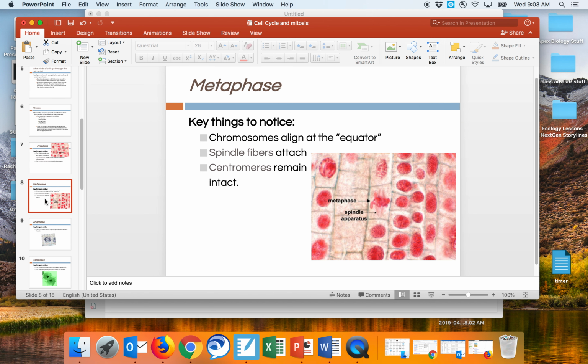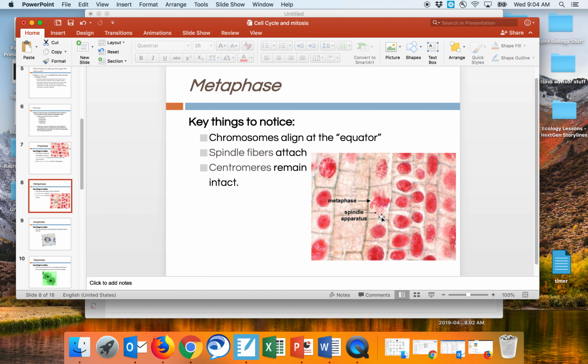In metaphase, the chromosomes align. They line up in the middle. All right, and so you see that here. They're all lining up here in the center of this cell, and spindle fibers, I like to call them spider webs, like from Spider-Man, and they come from the opposite sides of the cell, and they spread out and attach to all the different fibers of DNA.